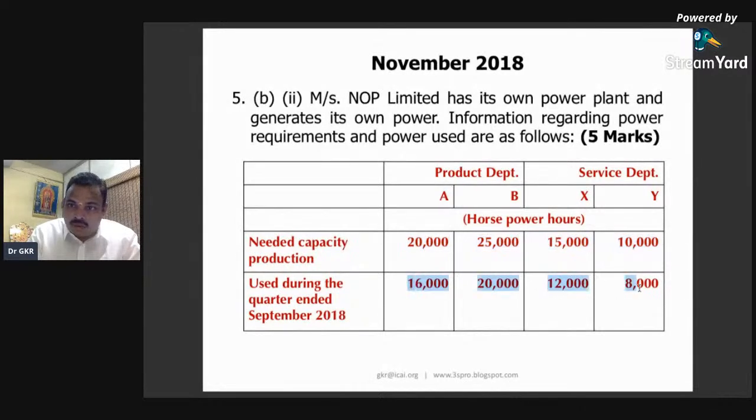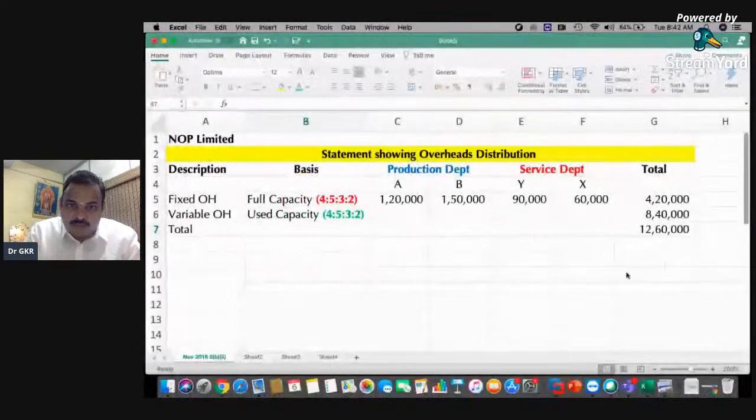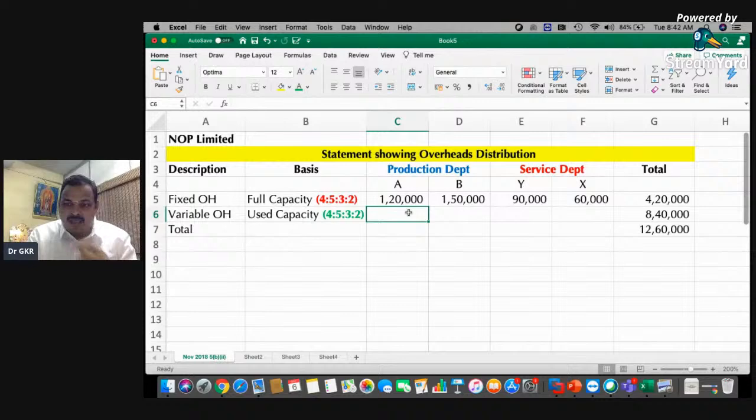Technically, this is also the same ratio. Needed capacity is also the same ratio. It is exactly 80%. So the same ratio at which full capacity and the variable capacity has been done. So 80% capacity they have worked.